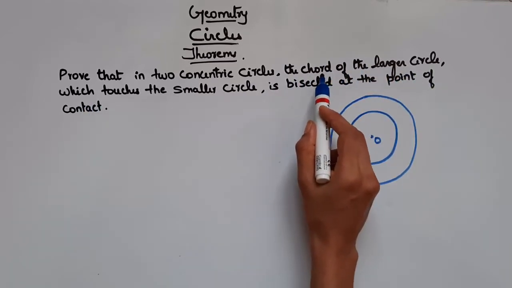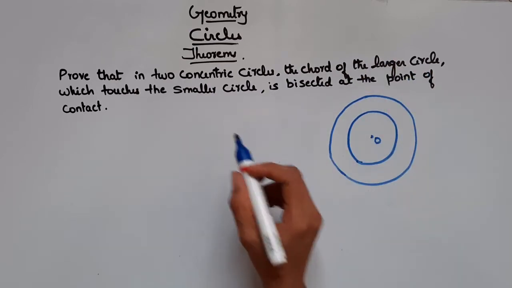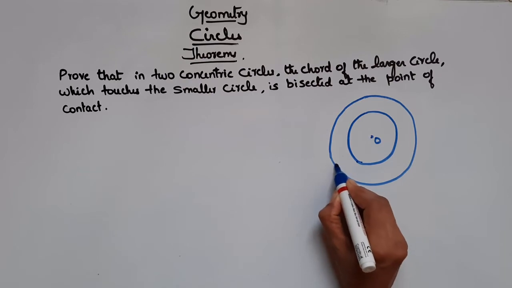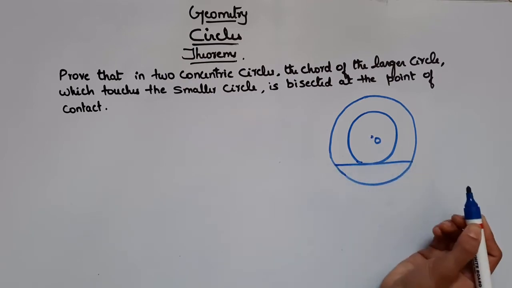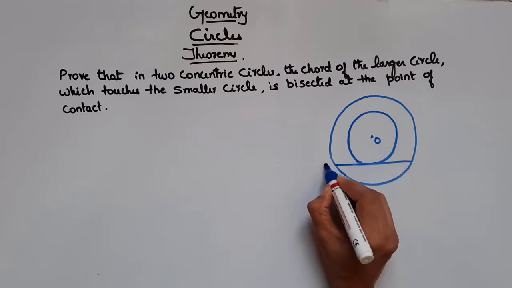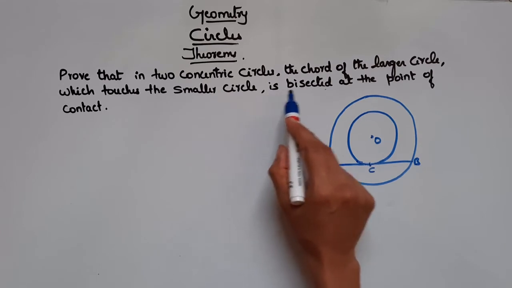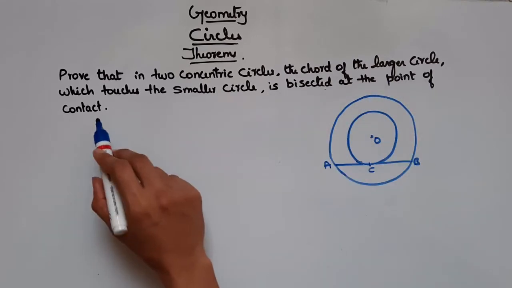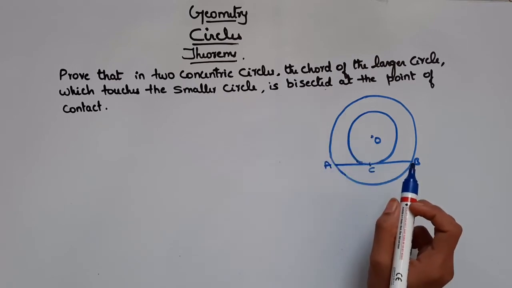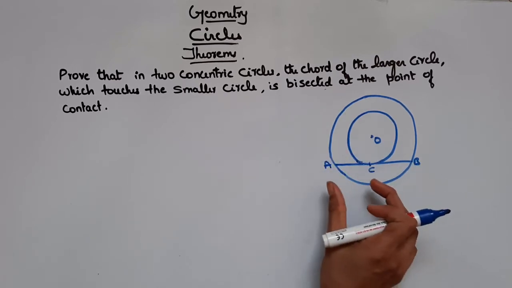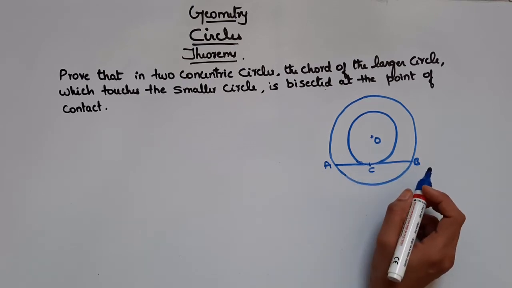We have to draw a chord to the larger circle such that it touches the smaller circle. So let's draw a chord to the larger circle such that it touches the smaller circle. Right? So let's take AB as a chord to the larger circle. Here it says it is bisected at the point of contact. Here the point of contact is C. Bisected means dividing equally. So we have to prove AC is equal to CB. So I hope this statement is clear.